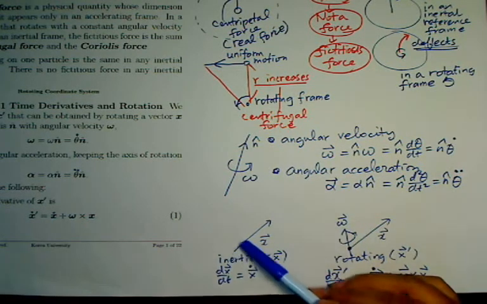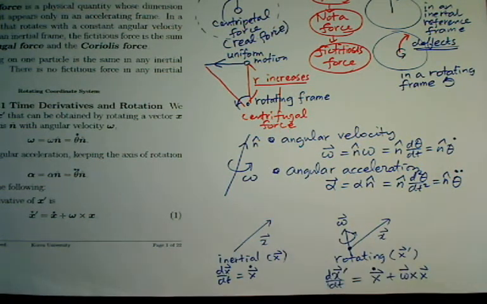Consider a particle described in an inertial reference frame. This is the position. If I take the time derivative, then we obtain the velocity. That is the normal way of finding the time derivative of a vector in an inertial reference frame.